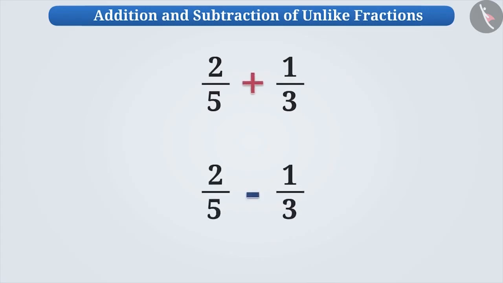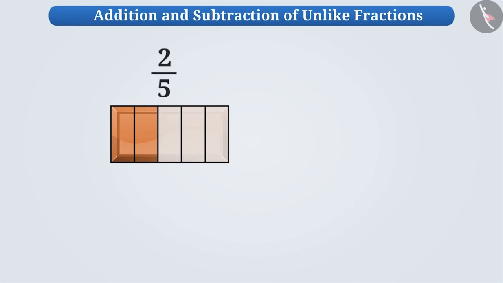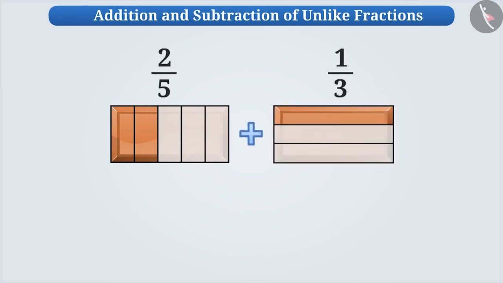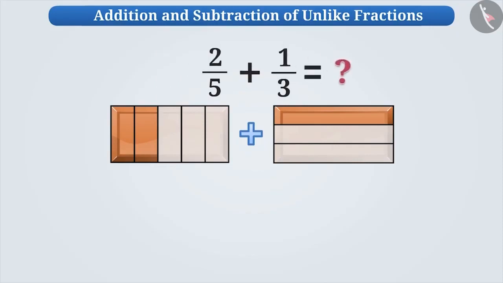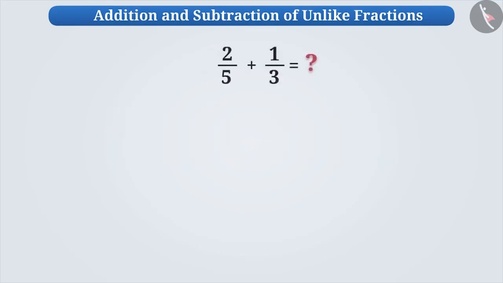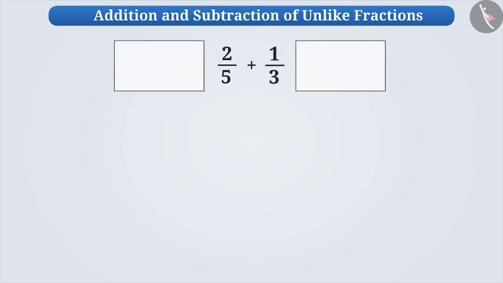Now let us understand the addition and subtraction of unlike fractions. Let us find out how much chocolate we get by adding 2 by 5 parts and 1 by 3 parts of a chocolate. To do so, first we make two equal rectangles. To represent the fraction 2 by 5, we divide the first rectangle into 5 equal parts and shade 2 parts of it. Similarly, to represent the fraction 1 by 3, we divide the second rectangle into 3 equal parts and shade 1 part of it.